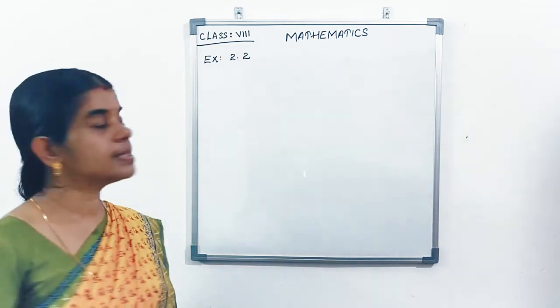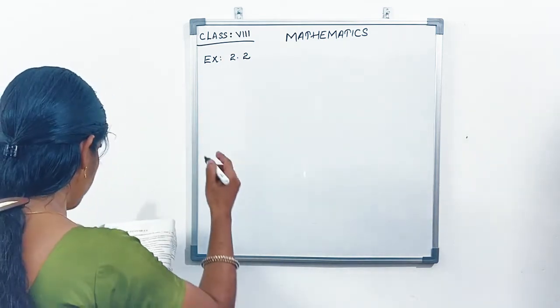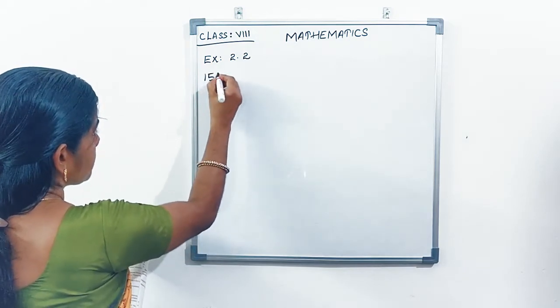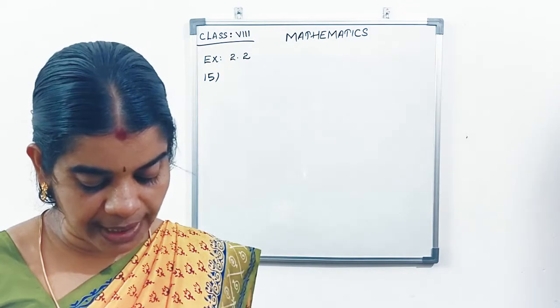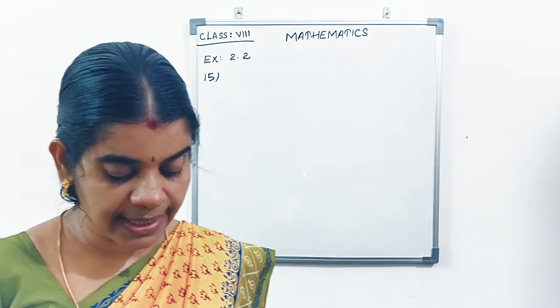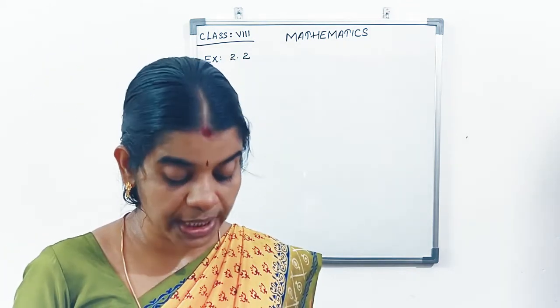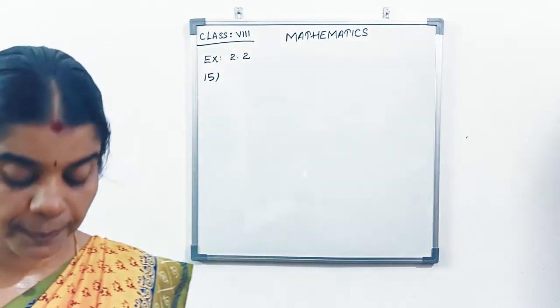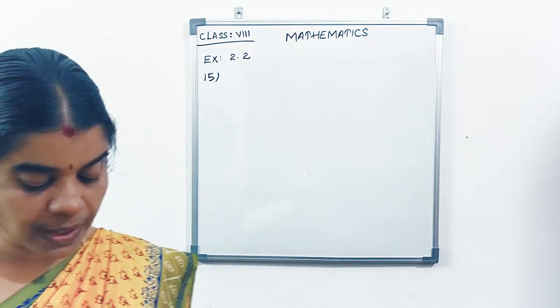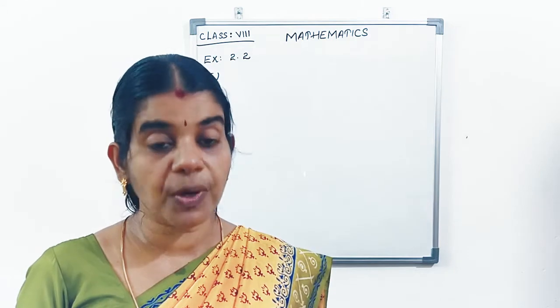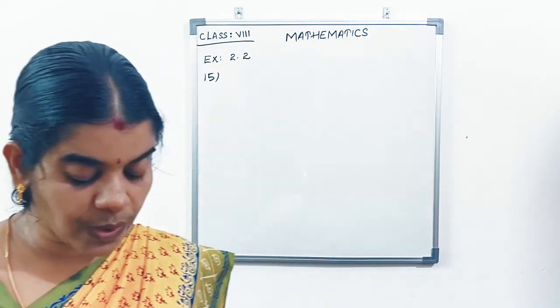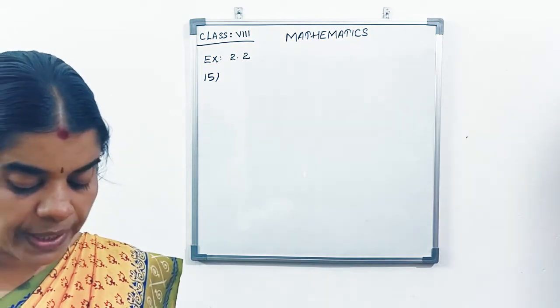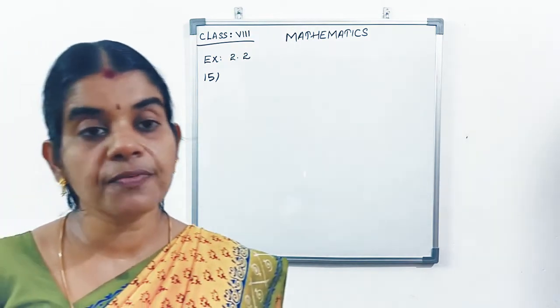Again, the same exercise 2.2, question number 15. Listen to the question, all of you. I have a total of rupees 300 in coins of denomination 1 rupee, 2 rupee and 5 rupee. The number of 2 rupee coins is 3 times the number of 5 rupee coins. The total number of coins is 160. How many coins of each denomination are with me?